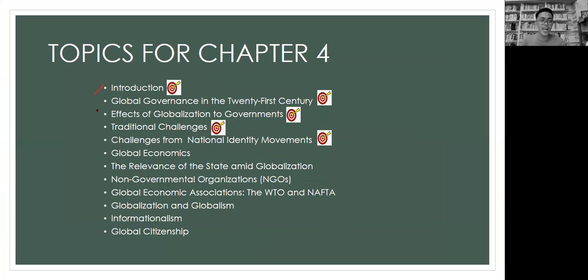First, we have the introduction, global governance in the 21st century, effects of globalization to governments, traditional challenges, challenges from national identity movements, global economics, the relevance of the state amid globalization, non-governmental organizations or NGOs, global economic associations, the WTO and NAFTA, globalization and globalism, informationalism, and global citizenship. So for today's lesson, we are targeting to finish the first 5 topics, okay?